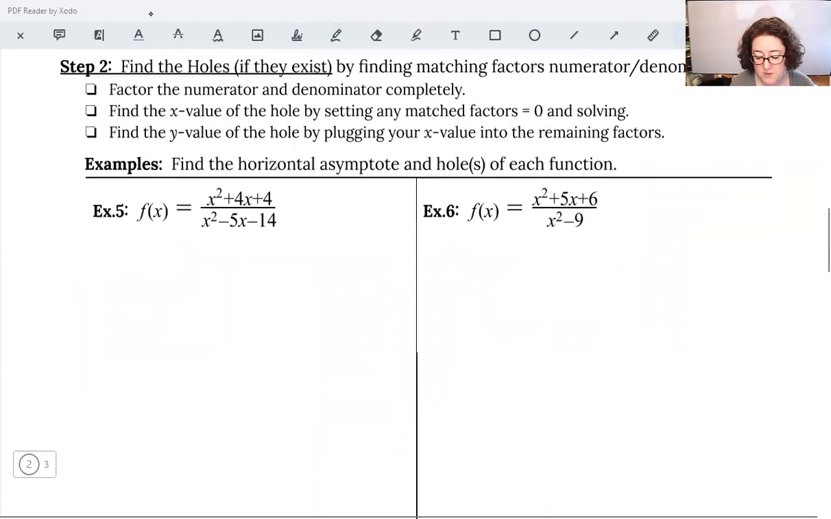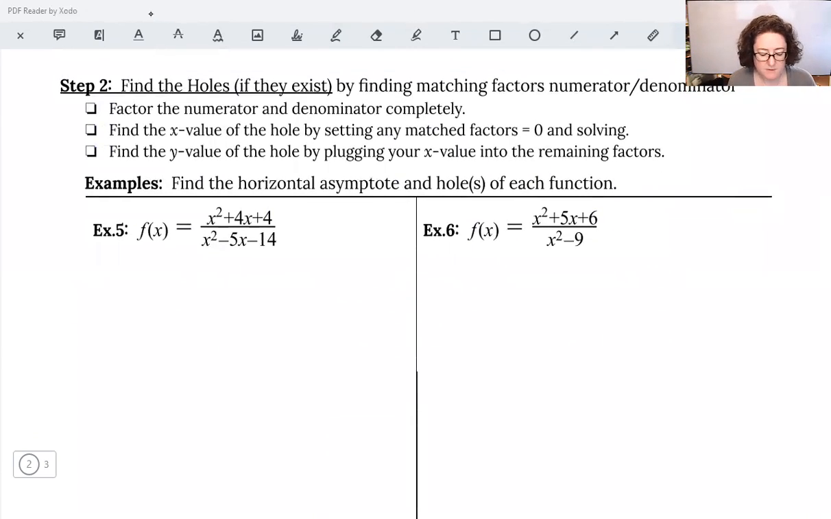So to find the holes in any rational function, first thing we're going to do is factor the numerator and the denominator completely. This is where your factoring comes in. For holes, we're looking for where we have matching factors. In any expression where you have the same factor in the numerator and denominator, you will have a hole at that intercept, kind of like how we figured out with quadratic functions. We set each factor equal to 0 and solved it out. We're going to do the same thing to figure out where our holes are.